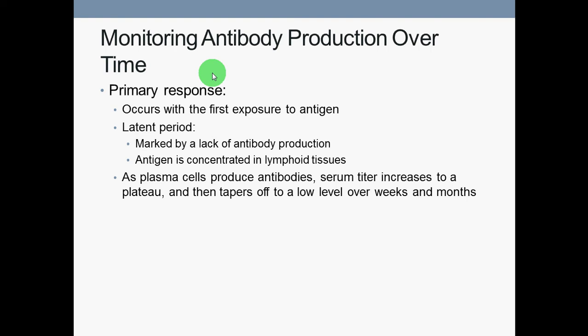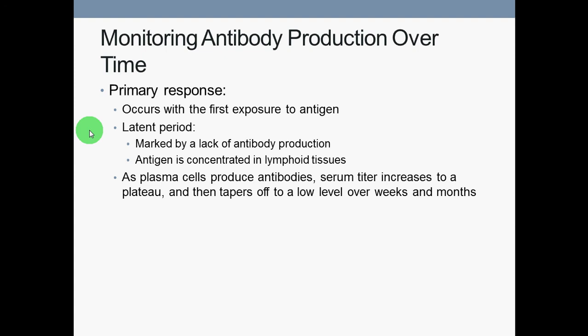So when you have chickenpox, your immune system starts to produce antibodies that are specific to the chickenpox virus. You build these antibodies, it gets chickenpox under control, and then you go through something called a latent period. The latent period is marked by a lack of antibody production. This is where antigen is concentrated in lymphoid tissues. As your plasma cells start to produce antibodies, that titer increases to a plateau and then tapers off to a low level.